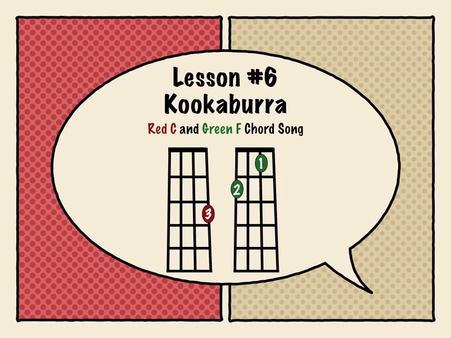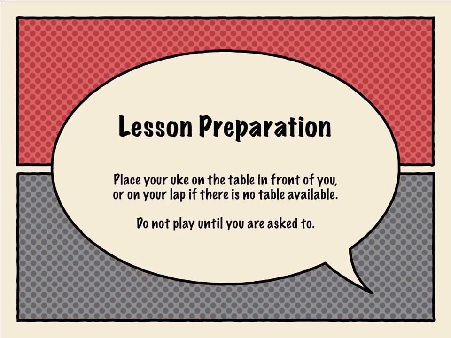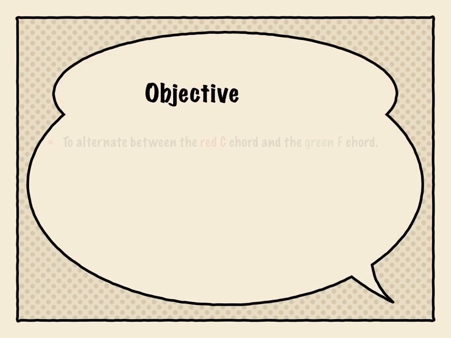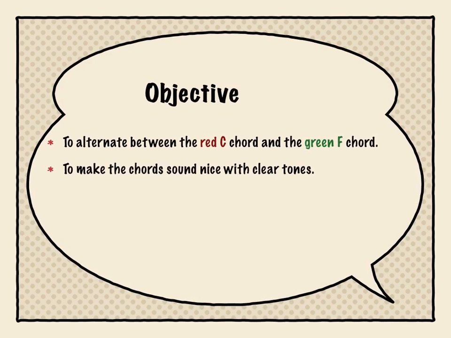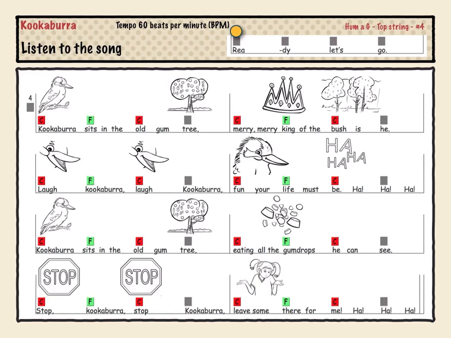Lesson number 6, Kookaburra, red C and green F chord song. For lesson preparation, place your uke on the table in front of you or on your lap if there's no table available. Do not play until you're asked to. The objective today is to alternate between the red C chord and the green F chord, to make the chord sound nice with clear tones, and to learn 3 strategies to help make playing easier.